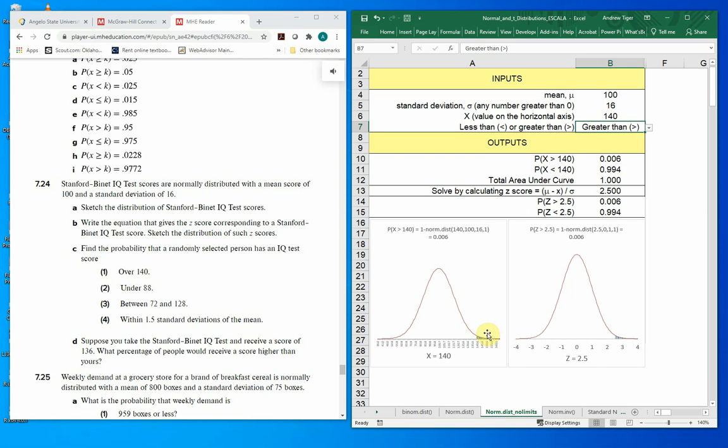So you can see it's a very small slice. In fact, it's way less than 1%. This is the value, this is the picture, and then if you want to write the formula, you would write 1 minus NORM.DIST(140, 100, 16, 1), and that would give you the value in Excel.